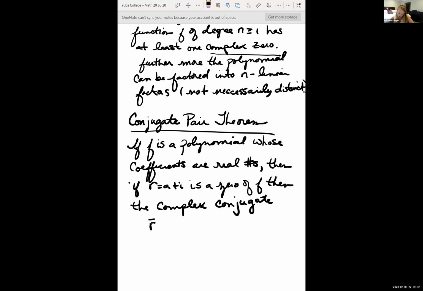So to denote conjugate, you can denote that with a horizontal bar over r. So that's saying the conjugate of r. And basically, we already talked about this. It's changing the sign in between the real part and the imaginary part. And let me rewrite this. r was equal to a plus bi. So the conjugate, r with the horizontal line, is a minus bi, is also a zero of f.